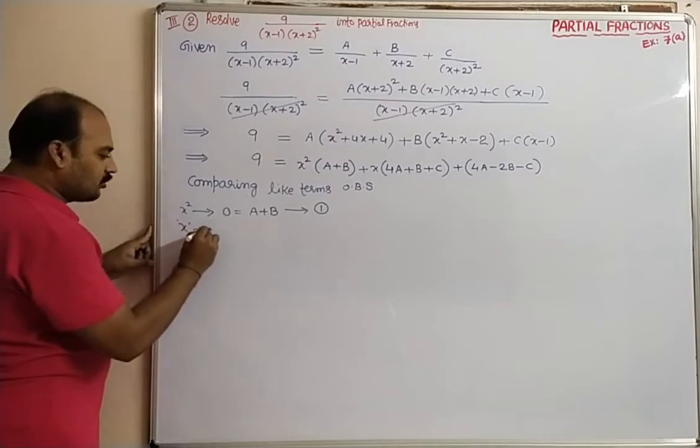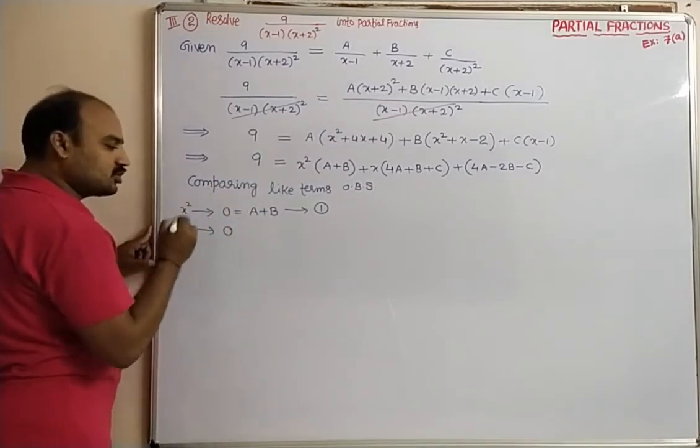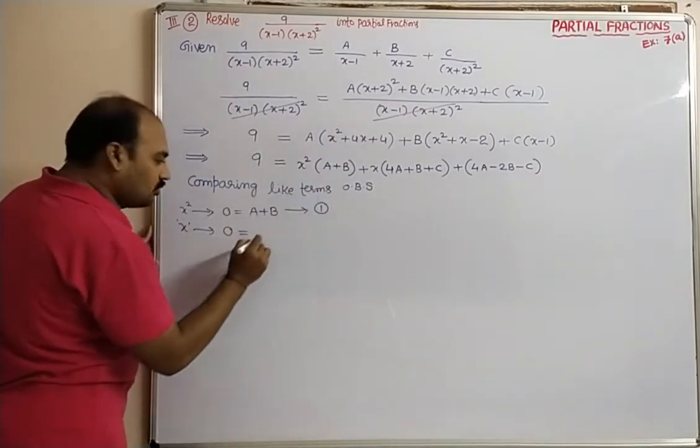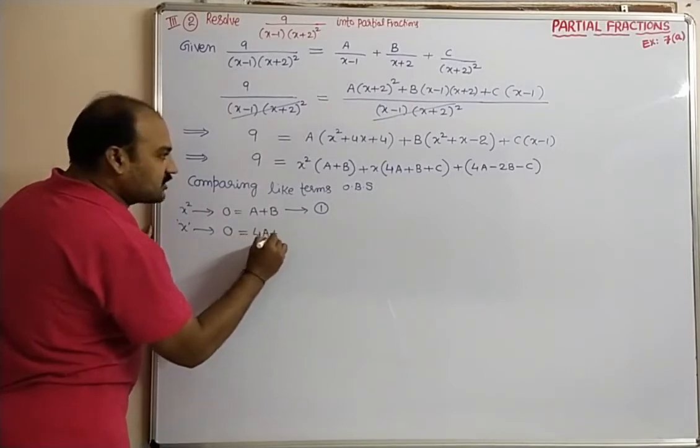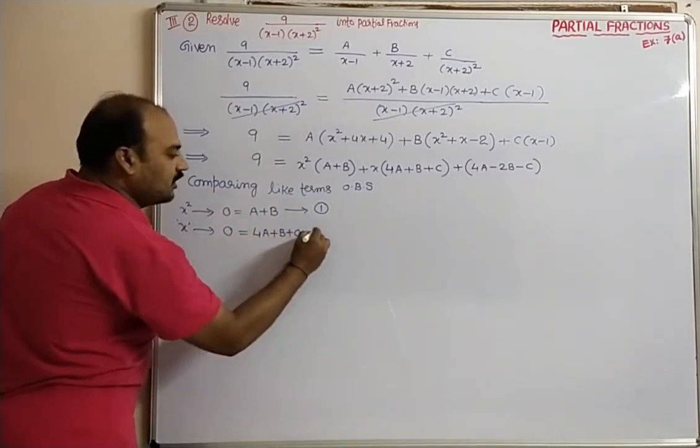Comparing x coefficients on both sides. Here the x coefficient is also not there. 0 equal to 4a plus b plus c. Equation number 2.